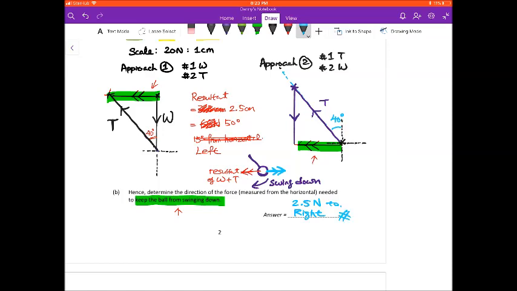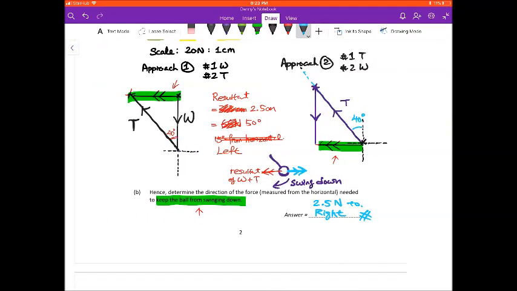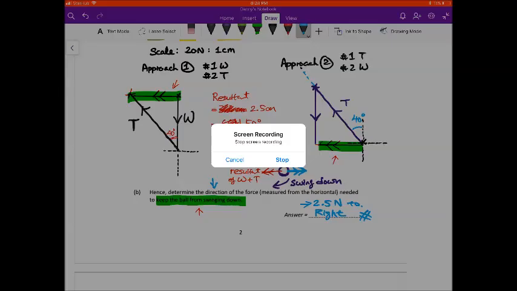Okay, so this is how you need to do this question. Of course, the question only requires you to talk about the direction. You need not talk about the value, but I'm just telling you this thing. Okay? So I will stop here for a pause.